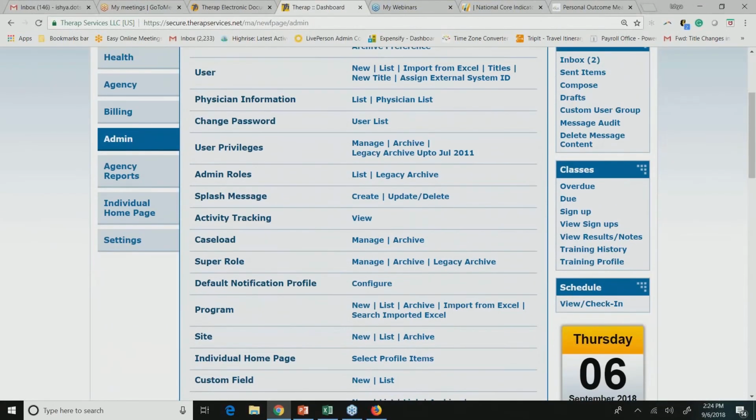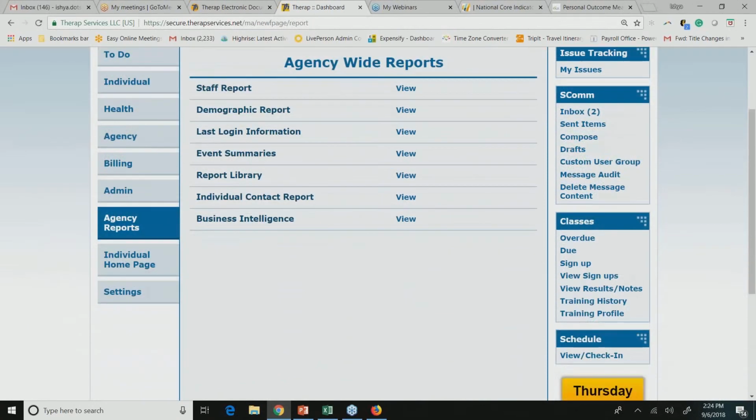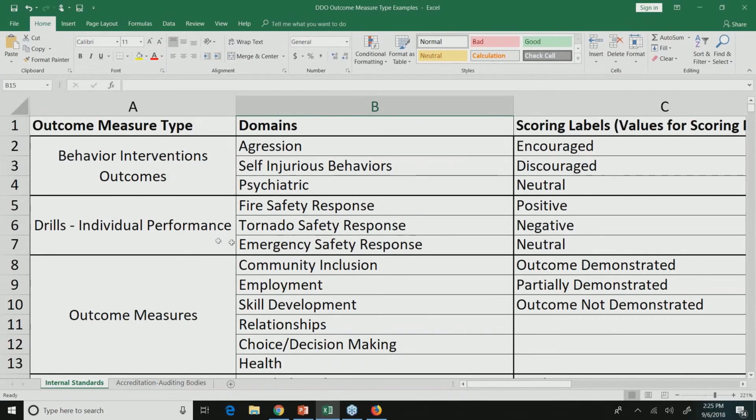And so if we go into agency reports, just so that you're able to see how those things come about and what they look like, and that's taking a minute to load. I'll show you some other examples. Maybe you're looking at drills, and you want to see the individual performance, as I suggested before. You would be able to do fire safety response, tornado safety, emergency safety, and then maybe judge it by: are the supports that we're providing helping people to have a positive response, a negative response, a neutral response? Are we helping them to improve in what we're doing?